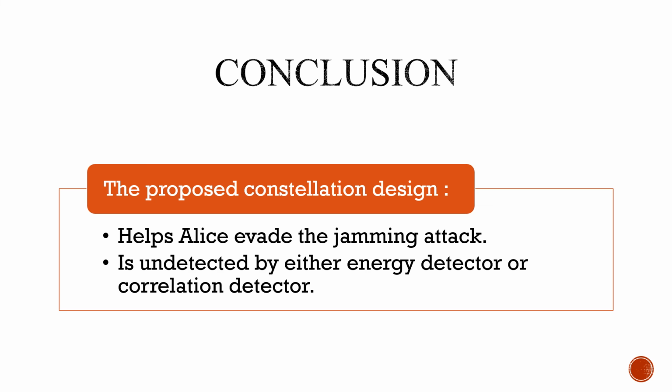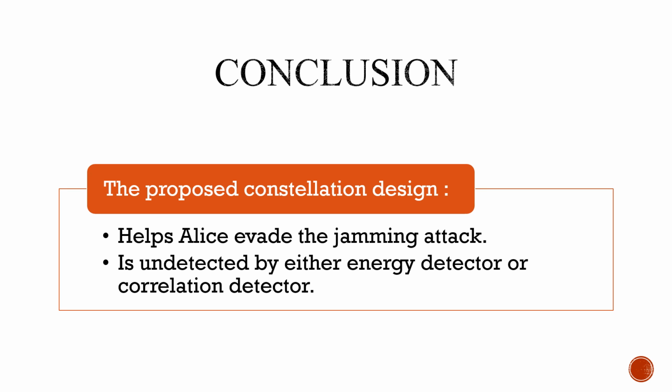Through various simulation results backed by strong analytical analysis, in this work we showed that the proposed constellation design helps Alice successfully evade the jamming attack. Further, we also showed that despite having strong countermeasure detectors, the proposed countermeasure is undetected by Dave. In a nutshell, this is the first work of its kind to address security threats from a reactive adversary in a fast-fading environment.